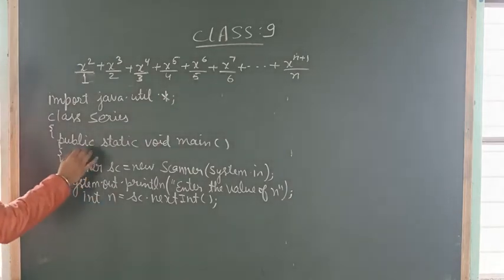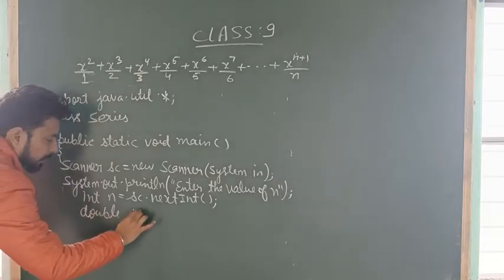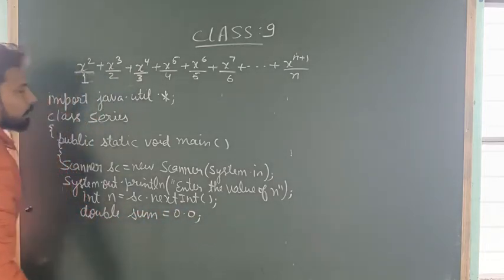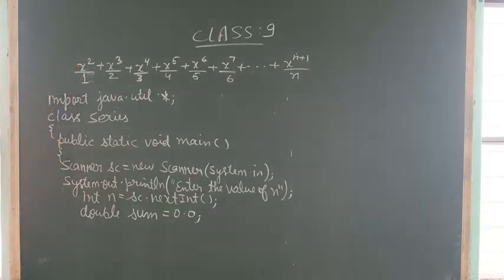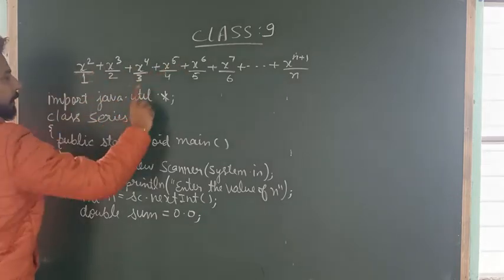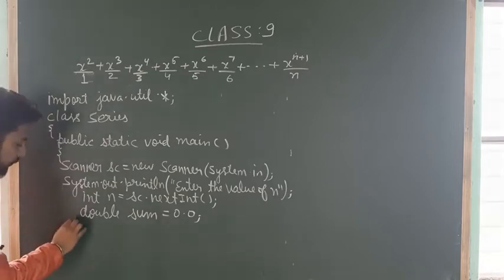So let's take one variable, double sum equals 0.0. Why have we taken double sum equals 0.0? Because they are fractions. Now our next variable that we have to take is x also, because we do not have any value in place of x here, so we have to take the value of x also from the user.